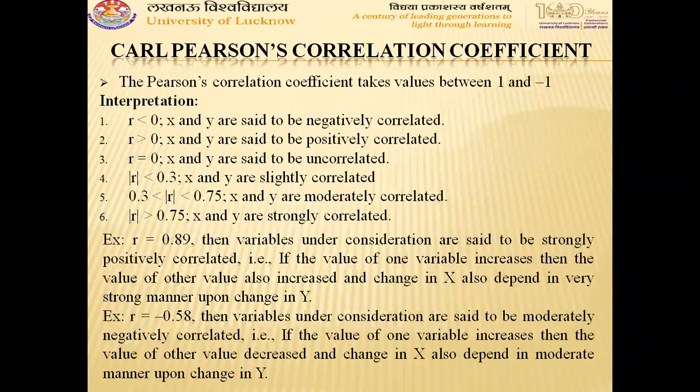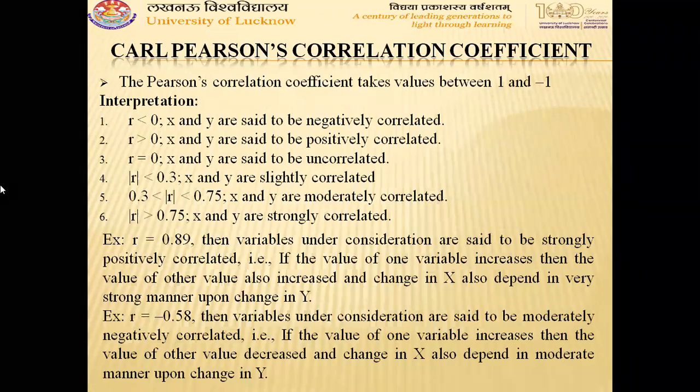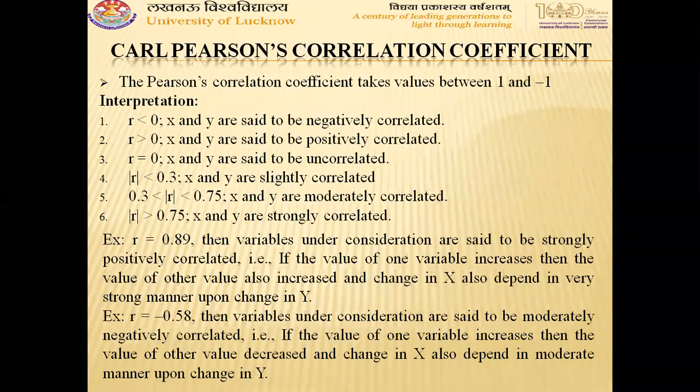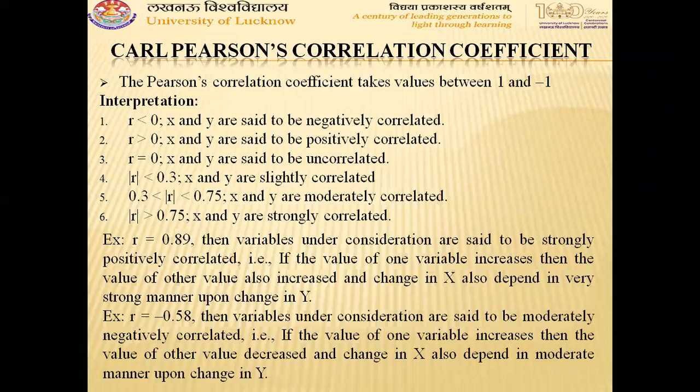How are these values interpreted? If the correlation coefficient gives a negative value, that is, it lies between -1 and 0, then variables are said to be negatively correlated. If the value lies between 0 and plus 1, then variables are said to be positively correlated or positively linearly related. If the value comes out to be 0, then variables are said to be uncorrelated. That means they are not related, or they may be curvilinearly related.